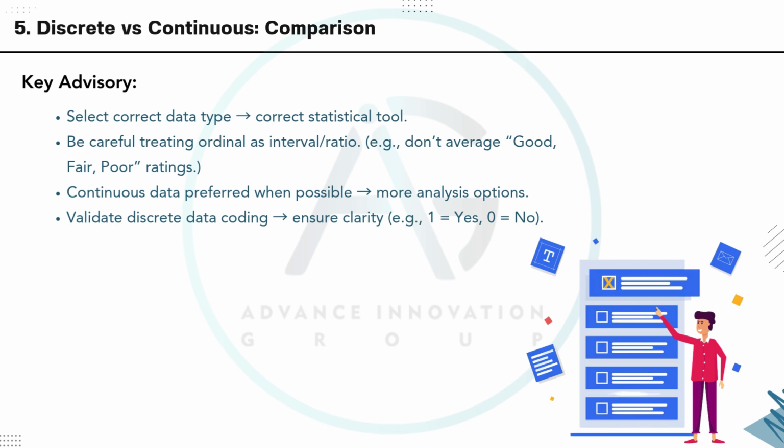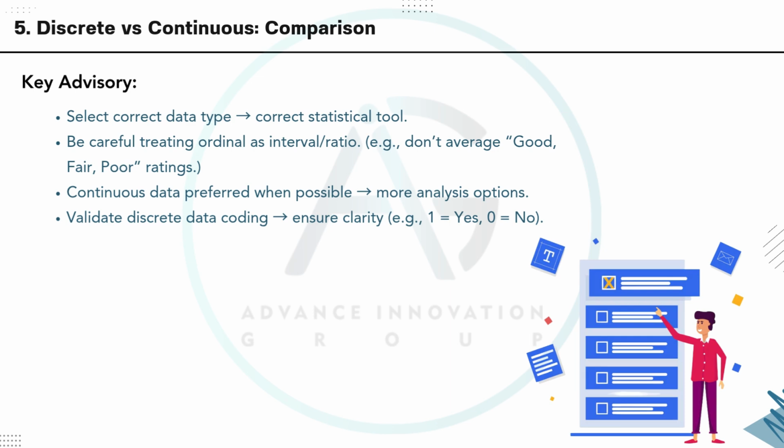Also, be cautious with ordinal data, like customer satisfaction ratings: good, fair, poor. These look like they have an order, but they're not interval or ratio data. Don't average them. That's a common mistake.